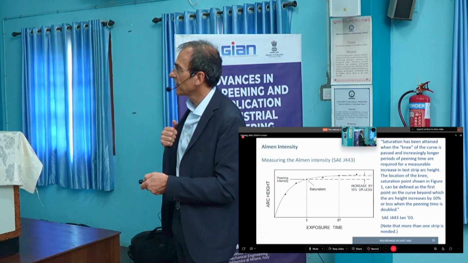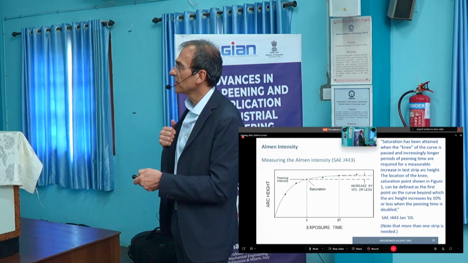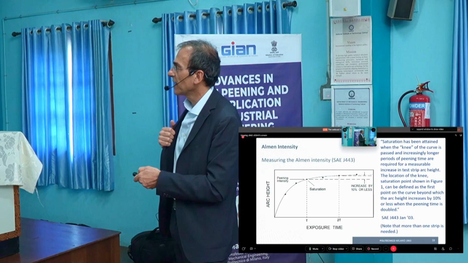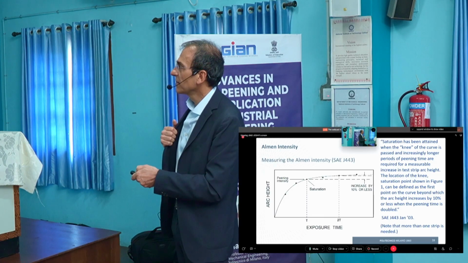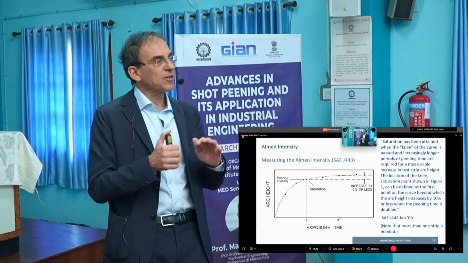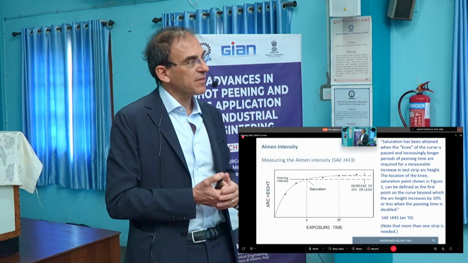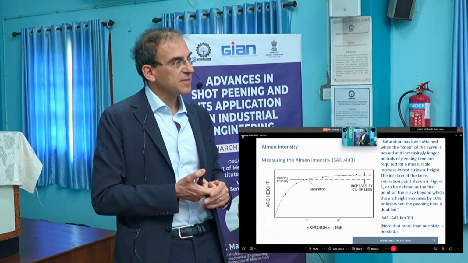As a final recap, we must use different Almen strips and consider the arc height of each of them. When we find that by doubling the time, an increment of less than 10% is obtained in terms of arc height, it means that we are in the saturated condition. No further increment of the arc height is possible.